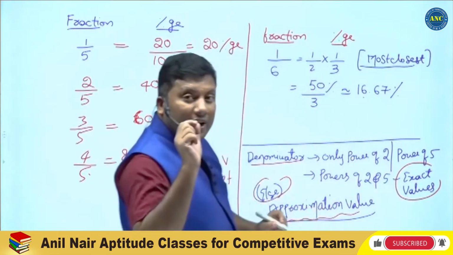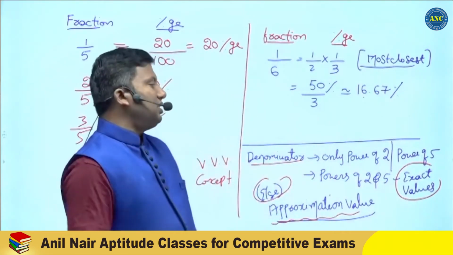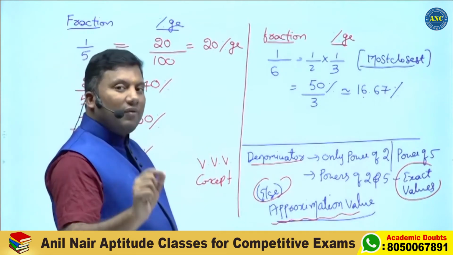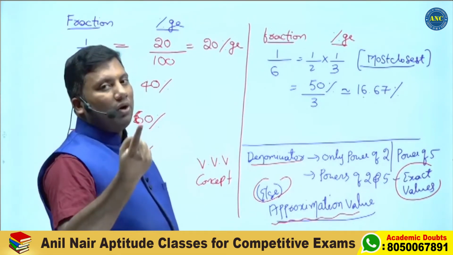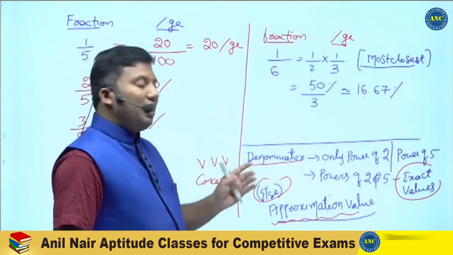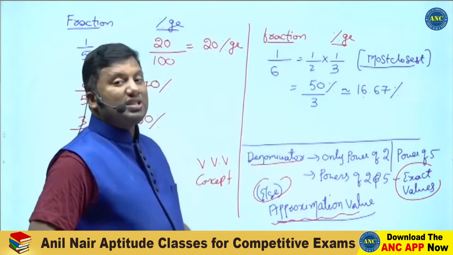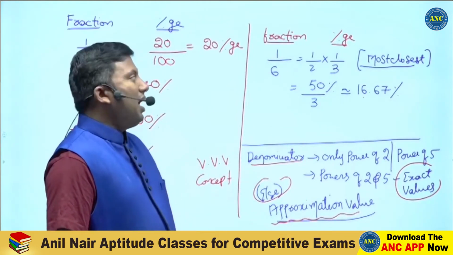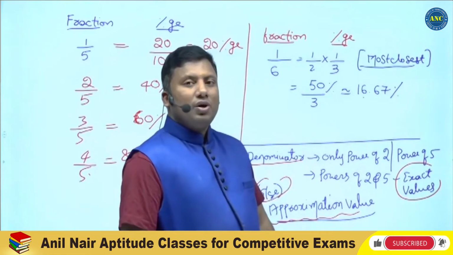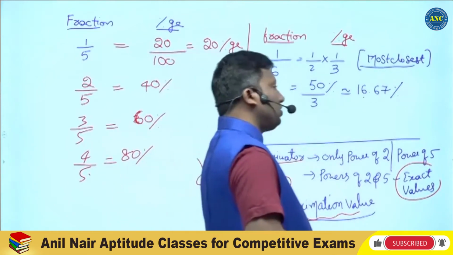Here I wrote very carefully, most closest answer. If the denominator is a numerical value derived from only powers of 2, or only powers of 5, or powers of 2 and 5, then I will get the most closest answer, else I will get the approximated answer. If anybody writes it is equivalent to, it is a mathematical mistake. Most closest, it is most closest.